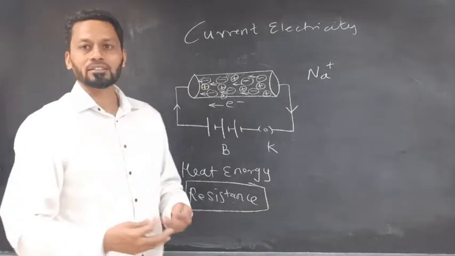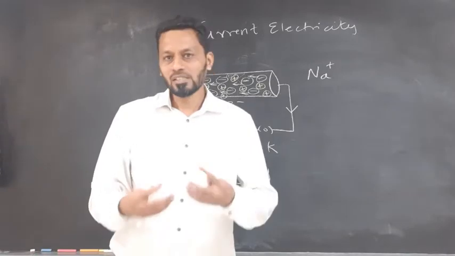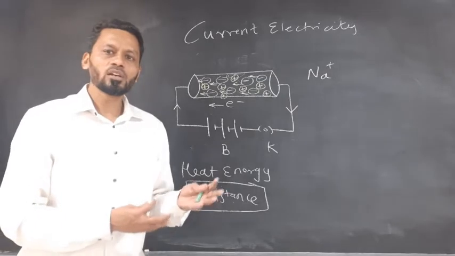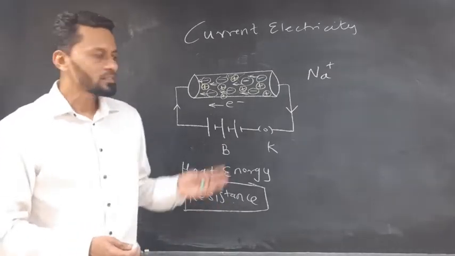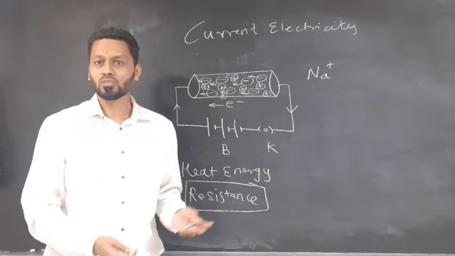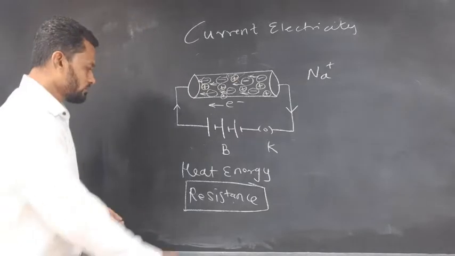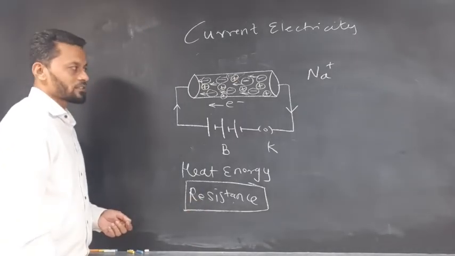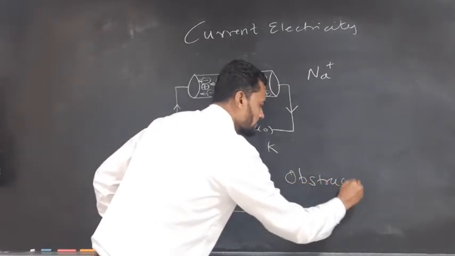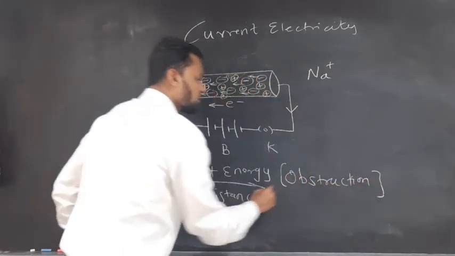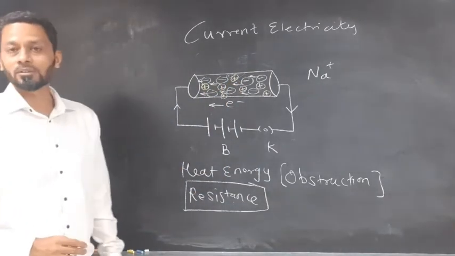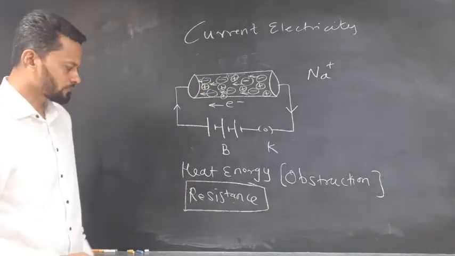So we need to select the conductors in such a way that their resistance should be negligible or as low as possible. Otherwise such conductors will never act as the best conductors to conduct electricity. So our first term which we have learned is resistance. Resistance is basically called the obstruction offered to the flow of electrons by the positive ions inside the wire. This is my first term.